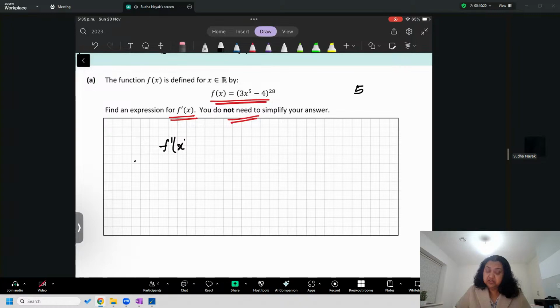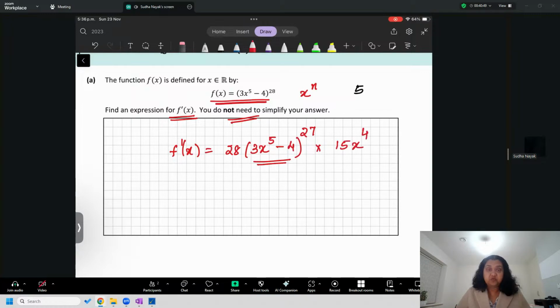work on the differentiation. So you'll write f dash x is equal to, and how will you simplify? This is of the pattern x to the power of n, and since it is not x, you have to use the chain rule. So it is 28 times 3x to the power of 5 minus 4, to the power of 27, and then you have to differentiate the inside again. So that is 3x to the power of 5. How will you differentiate that? So that will be 15x to the power of 4.